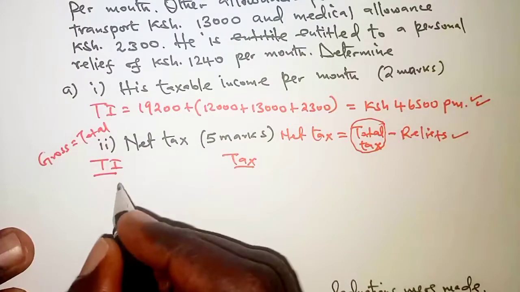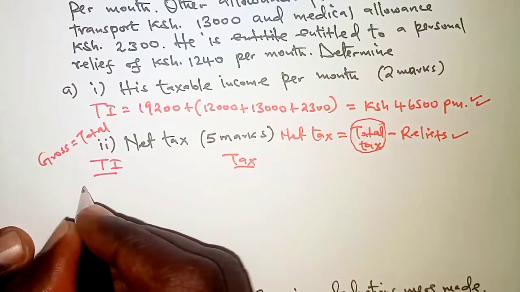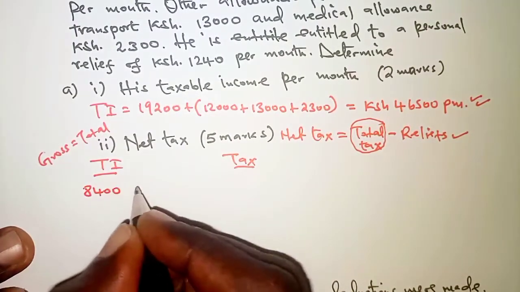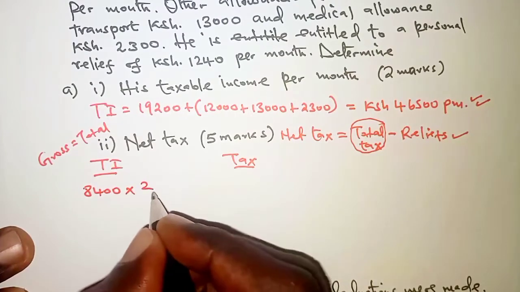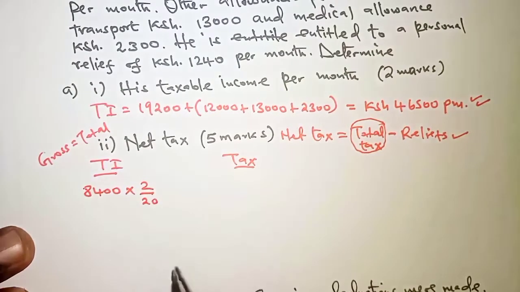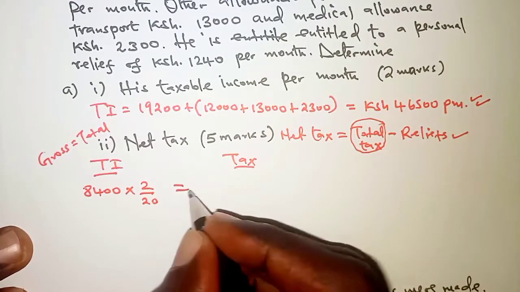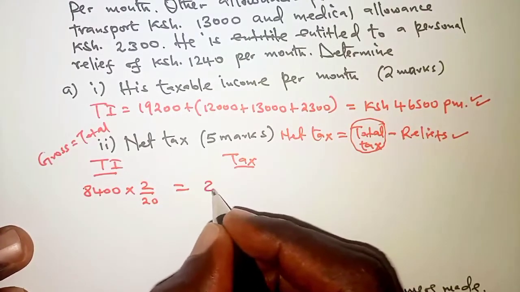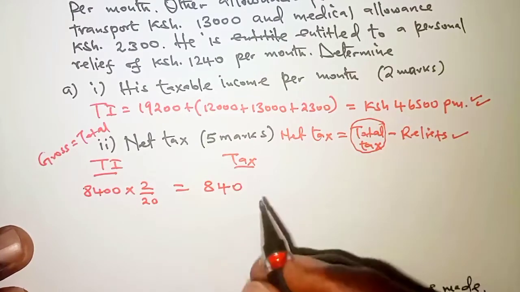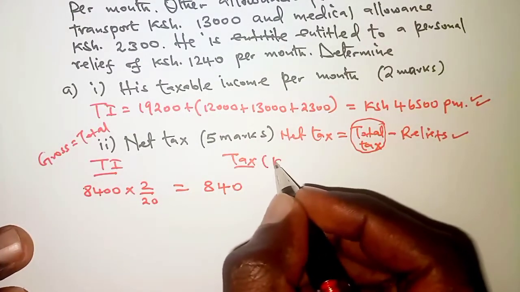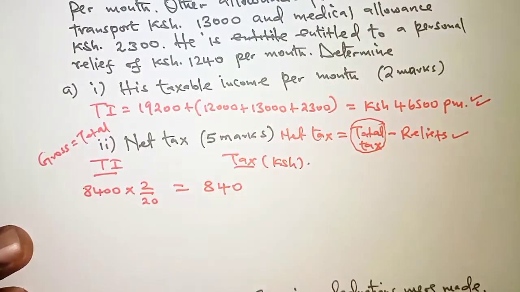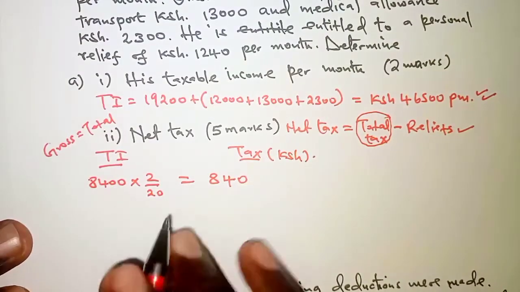So in the first band, we had 8,400. And then we have to multiply by 2 shillings per 20 shillings. And when we do that, it should give us a tax of 840 shillings. Remember, the result here is still in Kenyan shillings.